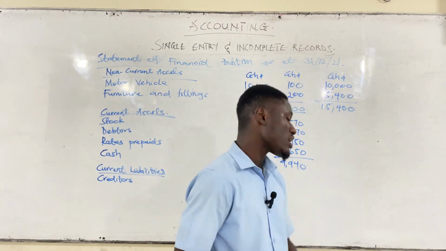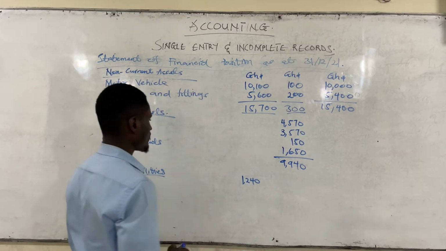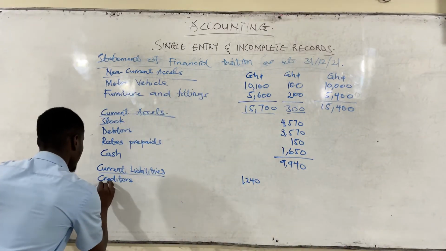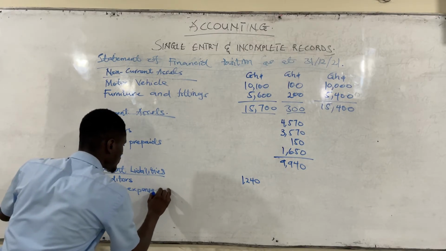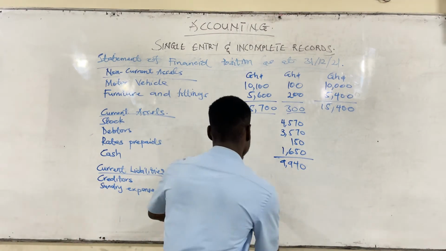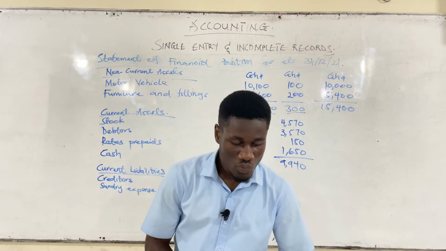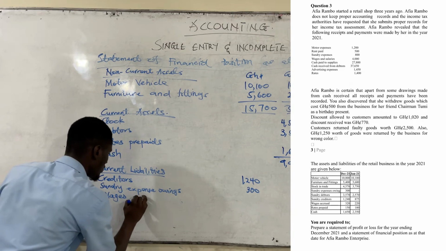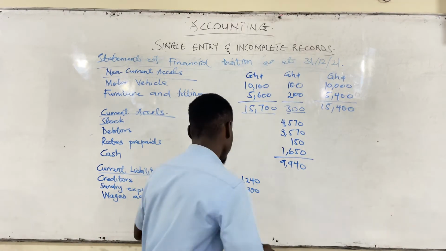Creditors to be 1,240. Then we also have sundry expense owings, which should be 300. Good. We also have wages accrued, which should be 320.